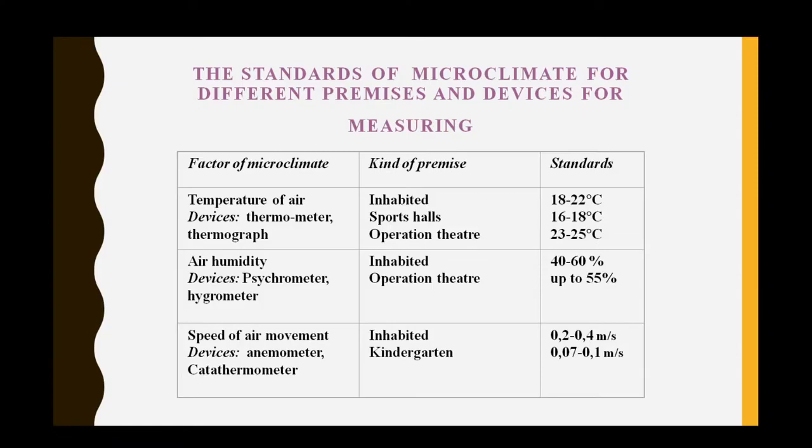And standards. For an inhabited room, temperature should be 18 to 22 degrees Celsius. For sports hall, 16-18 degrees Celsius. For operation theater, 23-25. Air humidity, devices, psychrometer and hygrometer. And standard for many premises 40-60%, for operation theater up to 55%. Speed of air movement. Devices which are used are anemometer and cata thermometer. And normal speed of air movement 0.2-0.4 meter per second. For kindergartens, this parameter should be less.